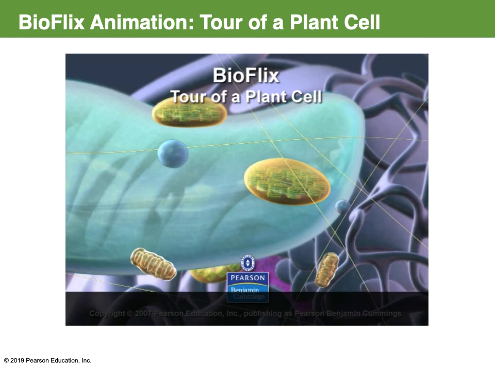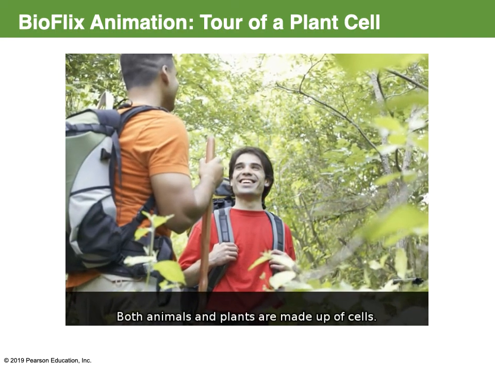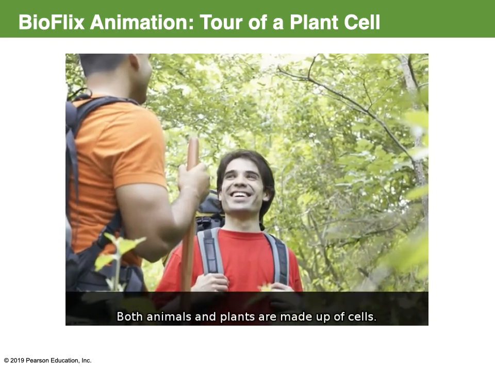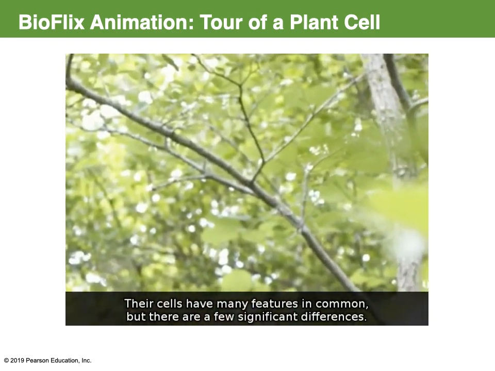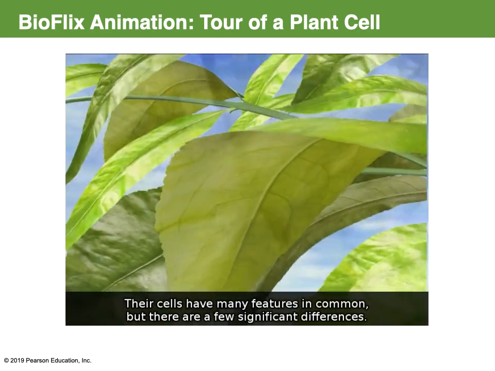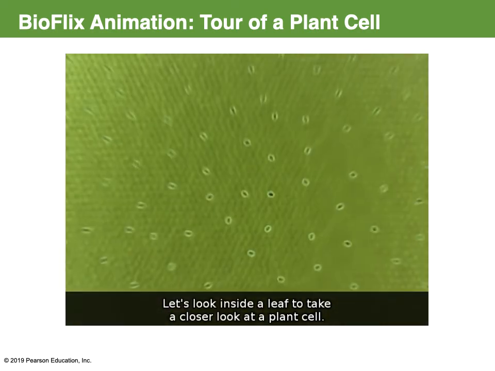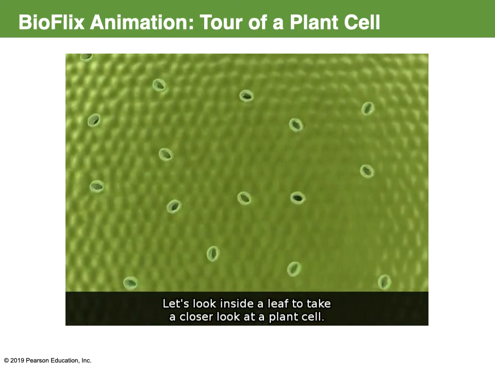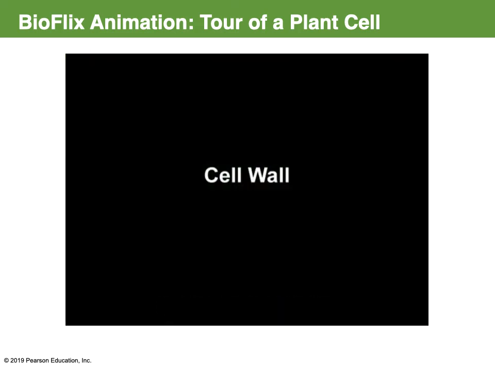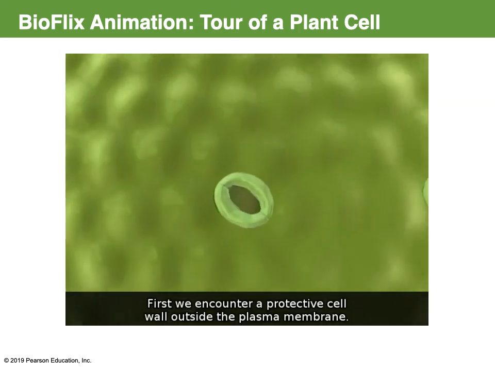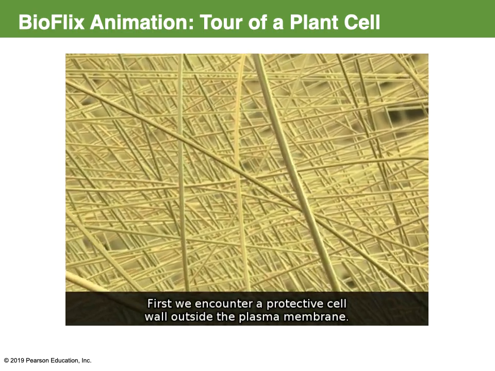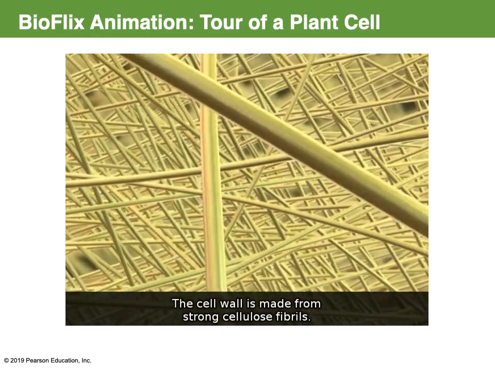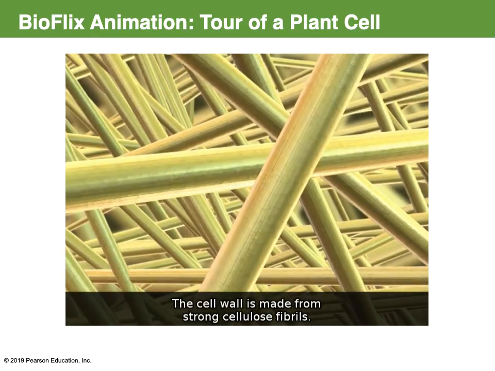Now we have a plant cell. Both animals and plants are made up of cells. Their cells have many features in common, but there are a few significant differences. Let's look inside a leaf to take a closer look at a plant cell. First, we encounter a protective cell wall outside the plasma membrane. The cell wall is made from strong cellulose fibrils.